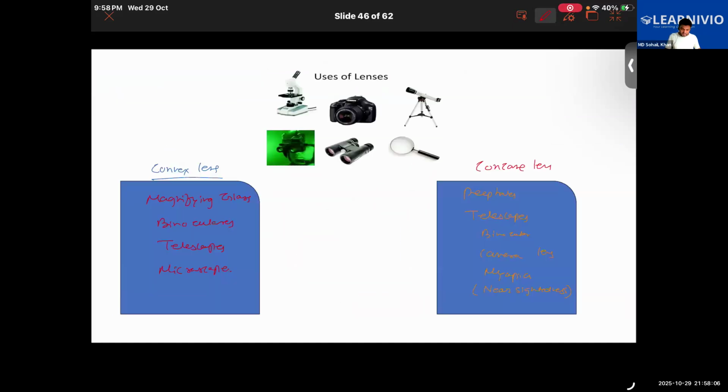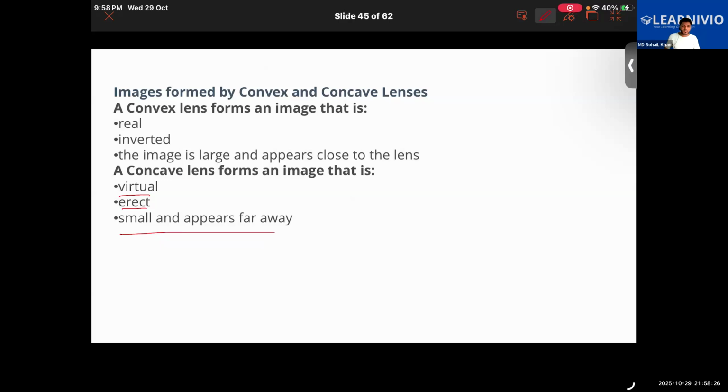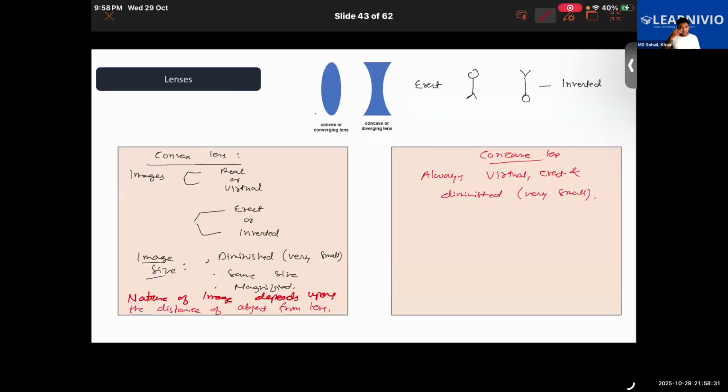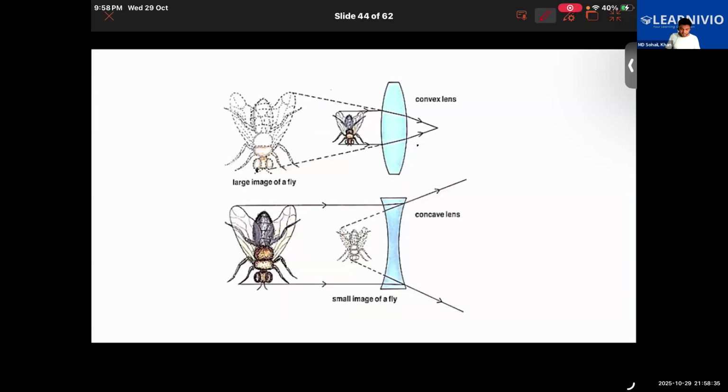So we have revised about that. Let's take a look at the application of this also. Sir, concave mirror will always be virtual. No, no. In the case of convex mirror, it will always be virtual. But in the concave mirror, it depends upon the position. No, I'm saying concave lens. Sorry, oh, for the lens you were saying. Yeah, for the lens, it will always be virtual and erect and diminished.